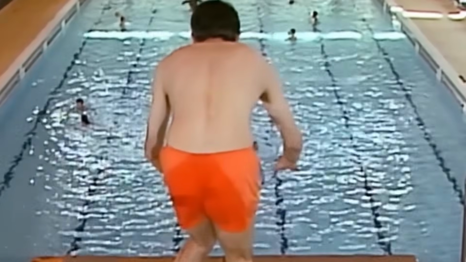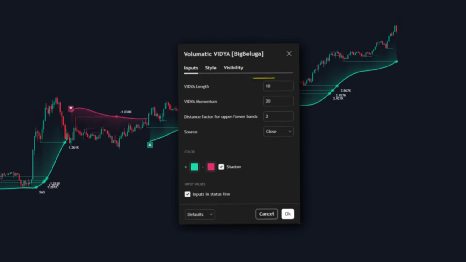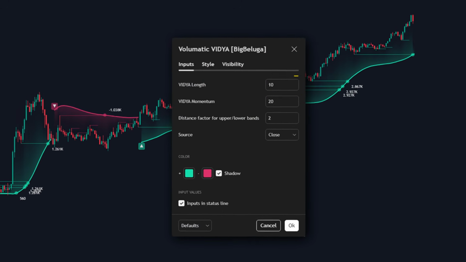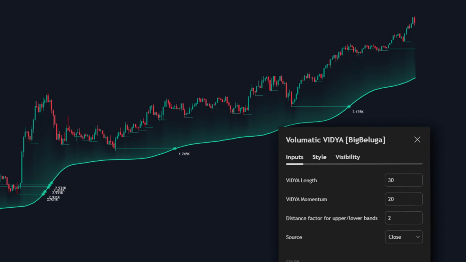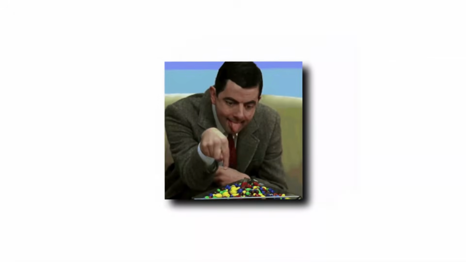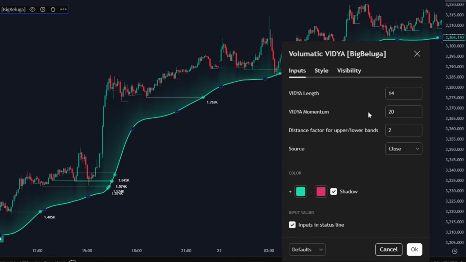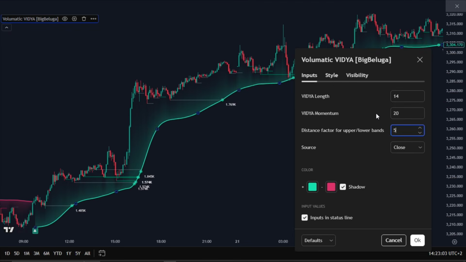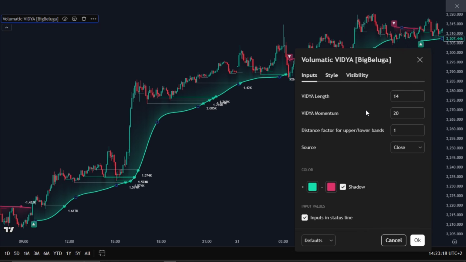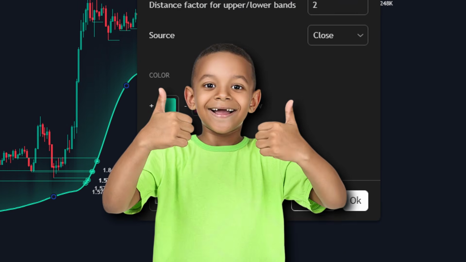Before we jump into trading strategies, let's quickly optimize the settings for maximum performance. The VIDYA length setting determines your calculation period. A shorter length gives you more signals but also more false alarms, while a longer length smooths things out but might be slower to respond. Finding the sweet spot is key. The momentum setting affects how the trend cloud reacts to price, and the distance factor controls how far the bands sit from price, wider for volatile markets, tighter for calm ones. You can customize the colors too, but I'm keeping the defaults because they work perfectly fine.